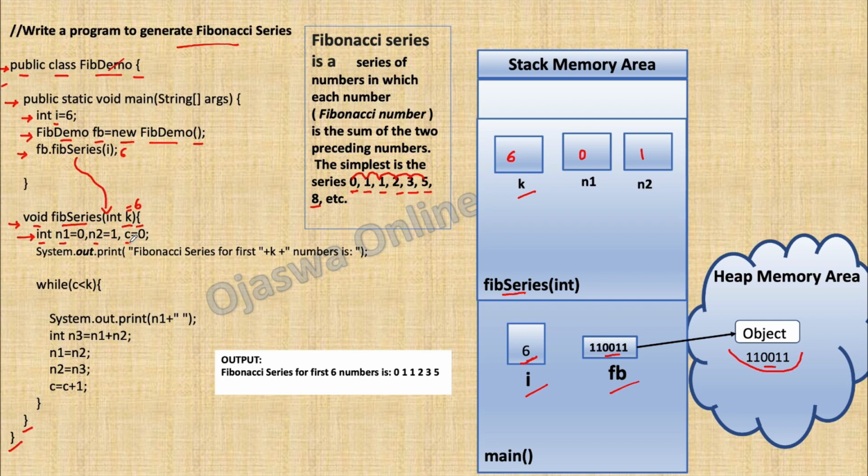And the third variable c is used as a counter variable to iterate the loop and it is initialized to 0. So memory will be allocated for variable c and value 0 will be stored in here.